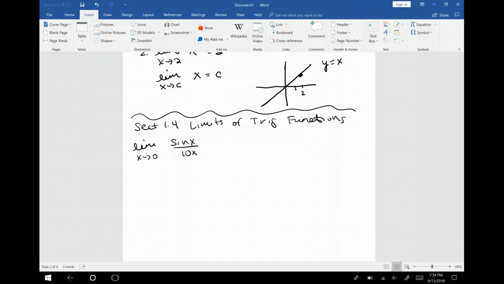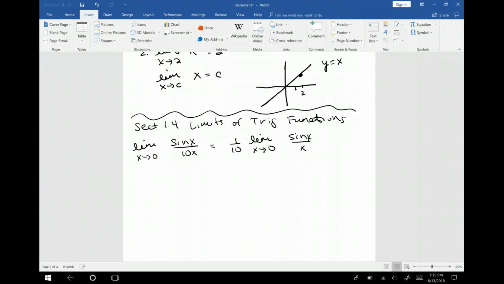But one thing that we can do is pull that 10 out to the front, because that's a constant, and the properties in the last section said that we can do that. It may not help us that much, but we can pull it to the front and write this as the limit as x goes to 0 of sine of x over x.